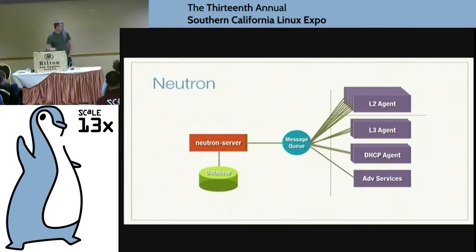Kind of the canonical diagram of what Neutron looks like is you have a server, a REST service, which is backed by a relational database, and talks via a messaging queue to various agents. The L2 agents run on each of the hypervisors and are responsible for managing the layer 2 wiring on each of the hypervisors for the guests. The layer 3 agents are responsible for managing and routing layer 3, the DHCP agent, and advanced services such as load balancing or VPN as a service.